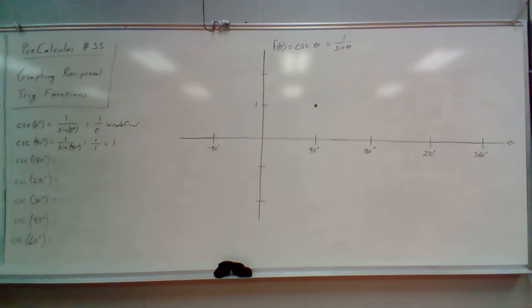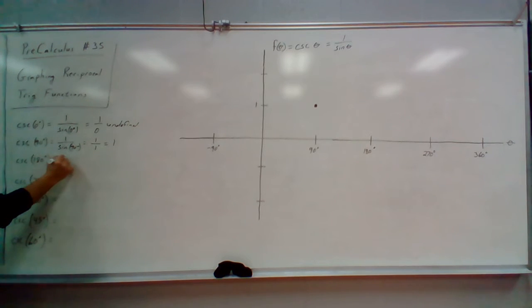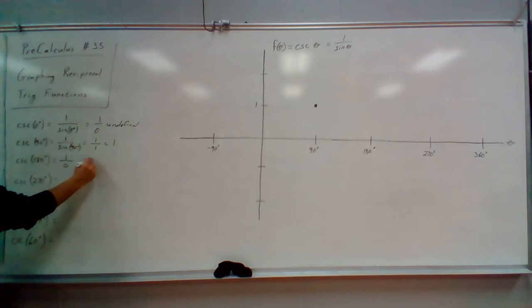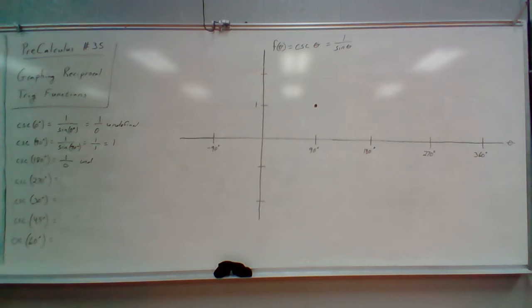Cosecant of 180 degrees. So that would be 1 over the sine of 180, which was 0. So that is undefined again. So we'll not plot a point there.